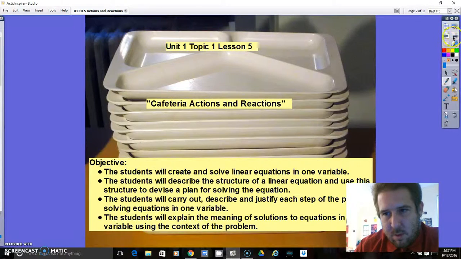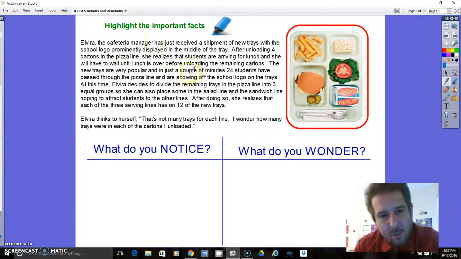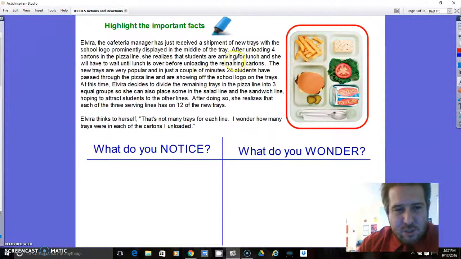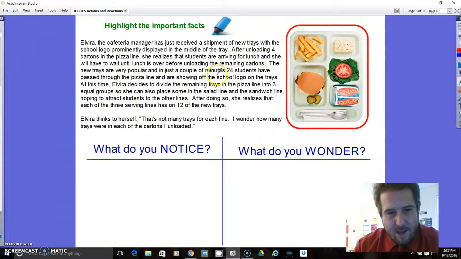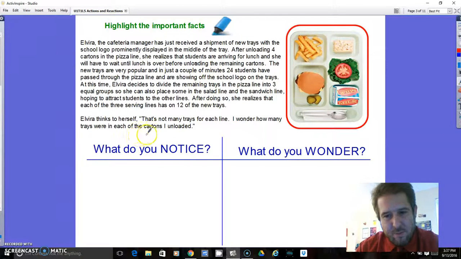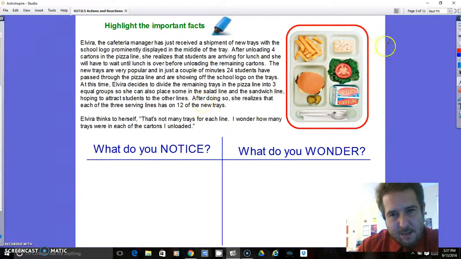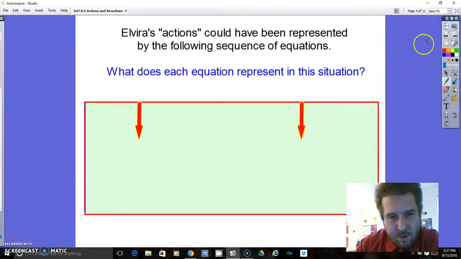So getting to this task, this was a story about lunches and how many trays there are in the lunch lines, and one of the strategies for solving is to work backwards. Start at the end and do everything backwards using the opposite operation until you get the answer of 15 trays in each box, which we had done in class.